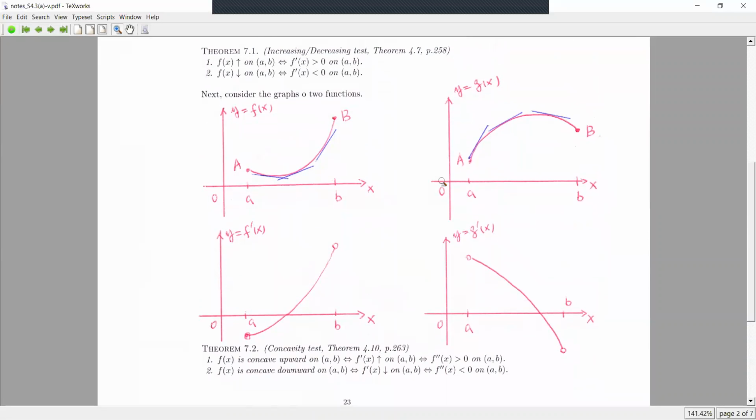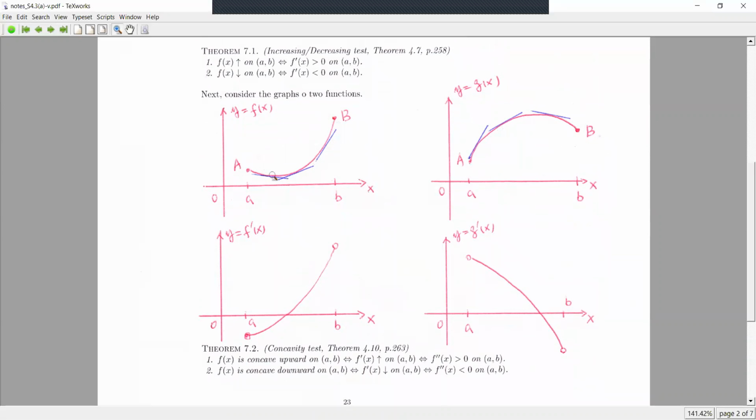Here we have two curves. They bend in different directions. This curve bends upward. This curve bends downward. We also call this curve concave up, this curve concave down.